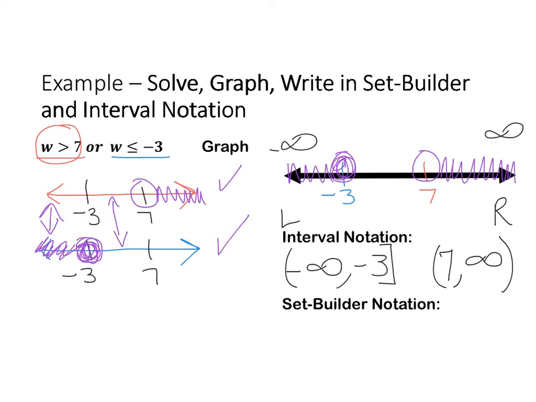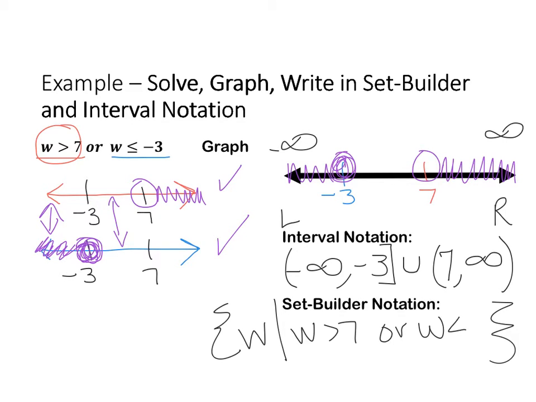But then we've got to join these two by the symbol for OR, which is the union symbol from your vocabulary. And finally, set builder notation. In brackets, remember, we state all real numbers, and the variable we're using, which is W, and a slash, which means such that, and then we just rewrite our inequalities. Instead of the word OR here, you can use the union symbol again. And that's how you graph a compound inequality with OR and write it in set builder and interval notation.